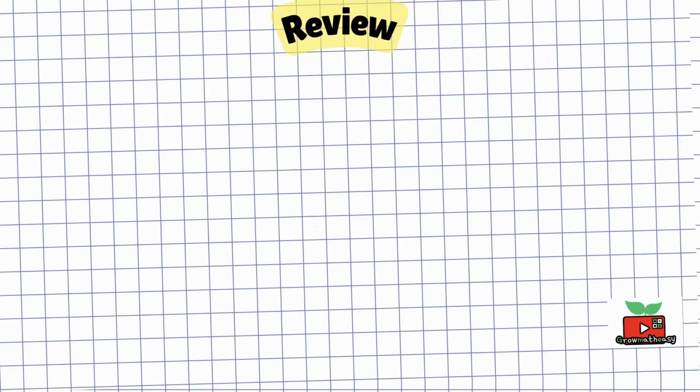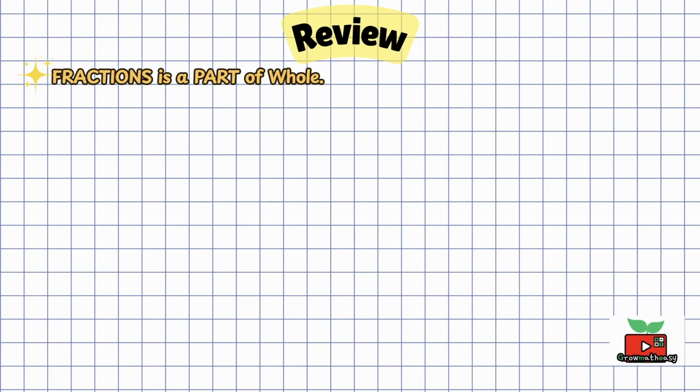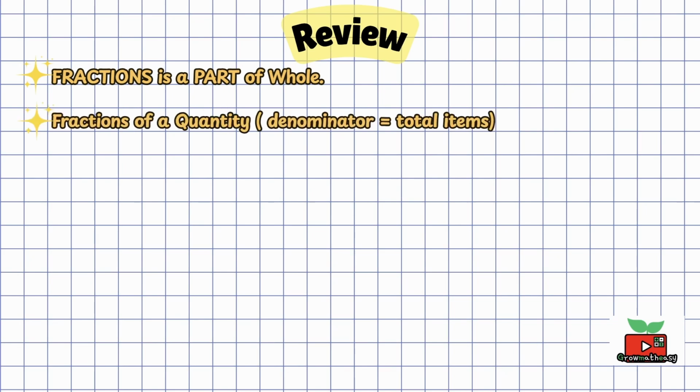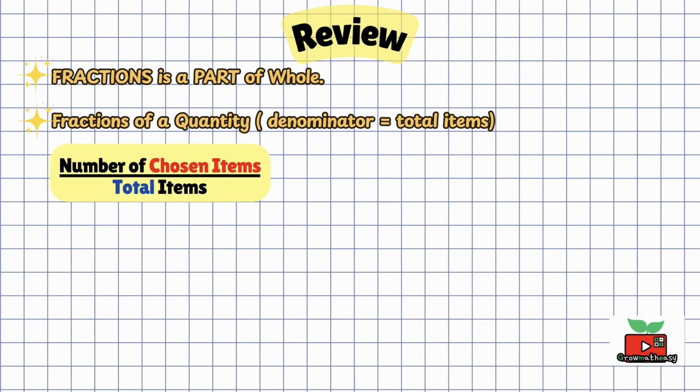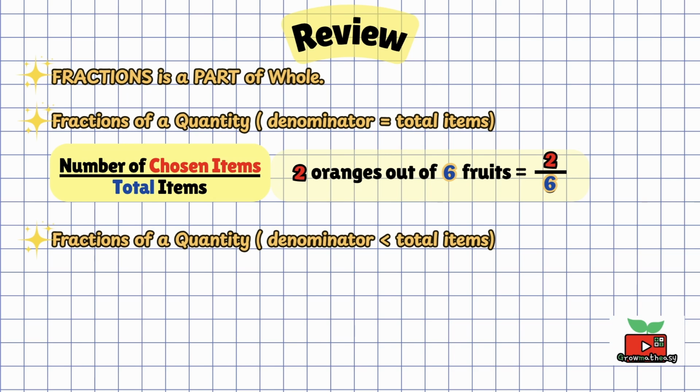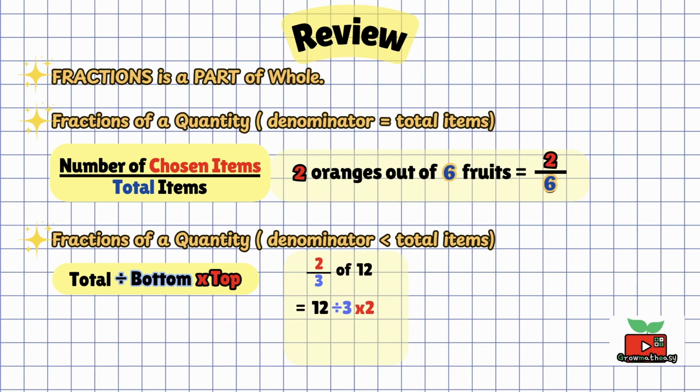Let's review. First, we learned that a fraction is a part of a whole. When the denominator equals the total number of items, we just count the chosen items and the total. For example, 2 oranges out of 6 fruits is 2/6. When the denominator is less than the total number of items, we use our quick hack. Total divided by bottom number and then multiply by the top number. For example, 2/3 of 12. We divide the total by 3, then multiply by 2, and we get 8.